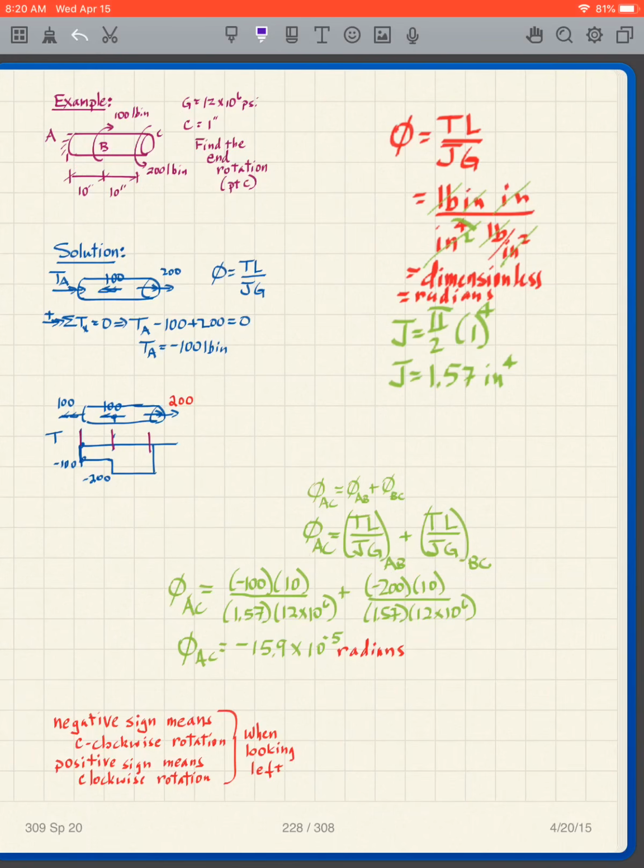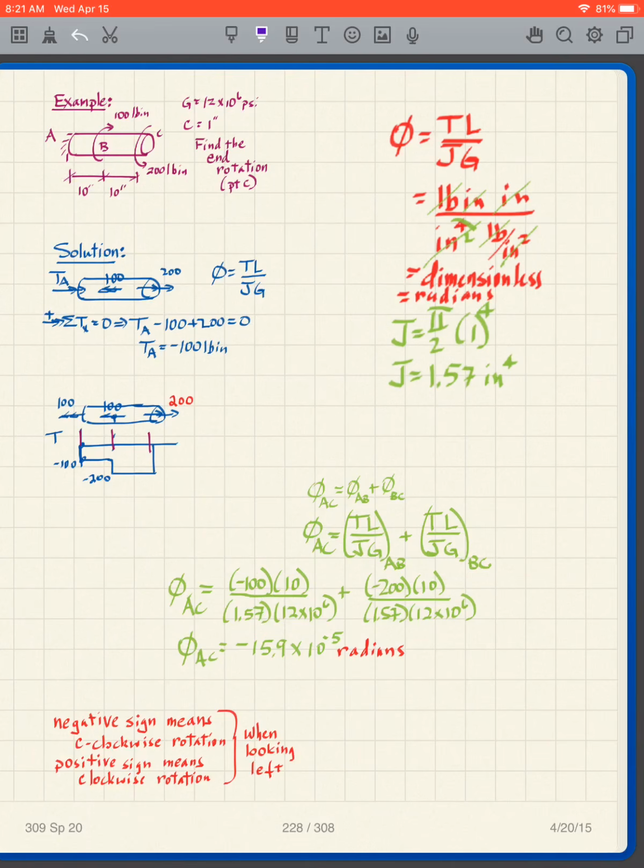So I look at my torque diagram. Well, taking them one at a time. For A to B, the torque is negative 100. The L is 10. How do I get that? Because between A and B, it's 10. The J and the G don't change. So the J is 1.57. The G is 12, is given in this problem here. So it's 12 times 10 to the 6th PSI. That's for the A to B region.